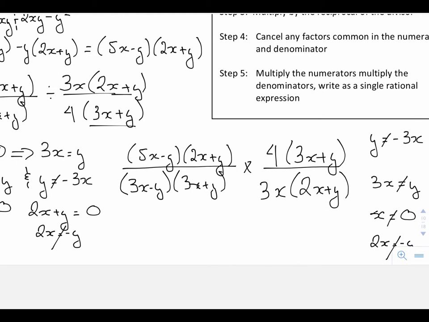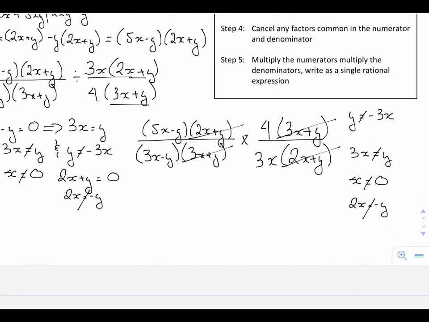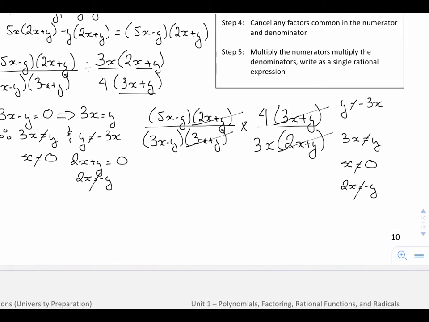Anywhere you see an identical factor in both numerator and denominator, even across fractions, you can cancel it out. So, for example, the 2x plus y up here cancels with the 2x plus y down here. The 3x plus y up here will cancel with the 3x plus y down here. And I believe that's it. No more other common factors.